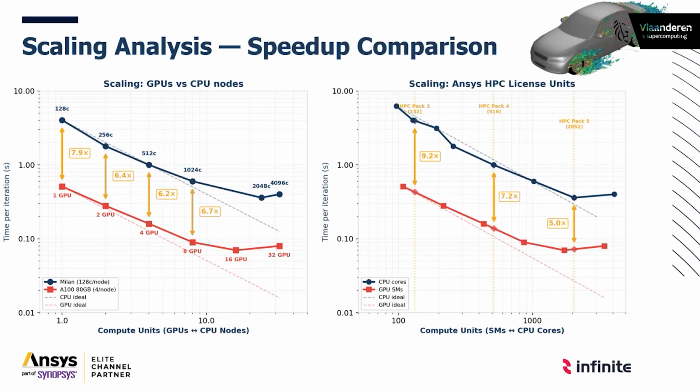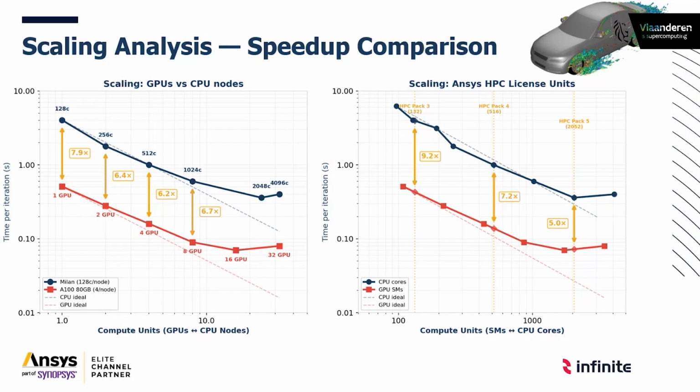So I compared SMs with CPU cores, which is how at Ansys we try to compare the results. If we then look at relative speedups, if we compare with CPU nodes, we can achieve speedups of 8 to 6 times at the left. If we shift the graph a little bit and we just look at compute units, so SMs to CPU cores, we can achieve speedups of 9 or 7 times.